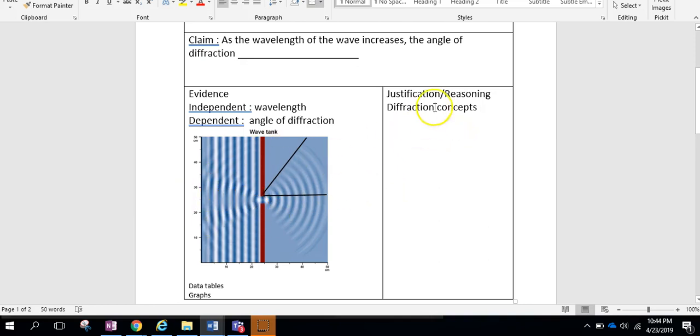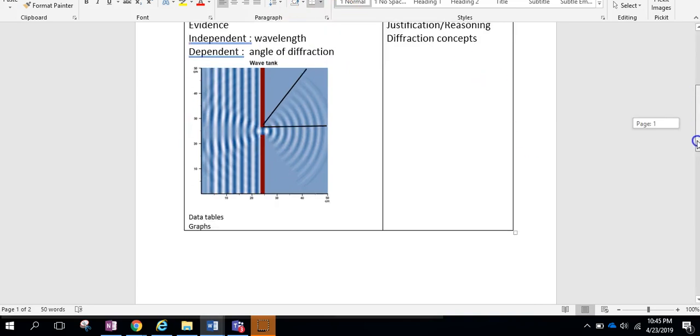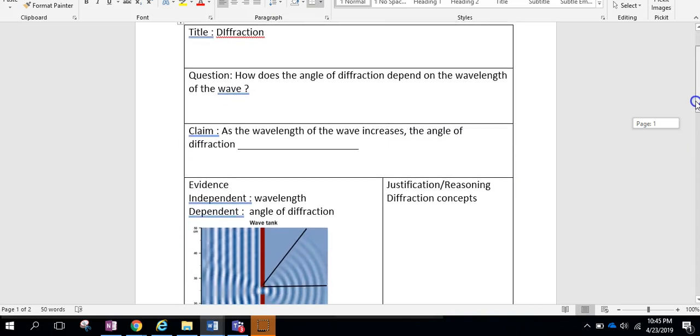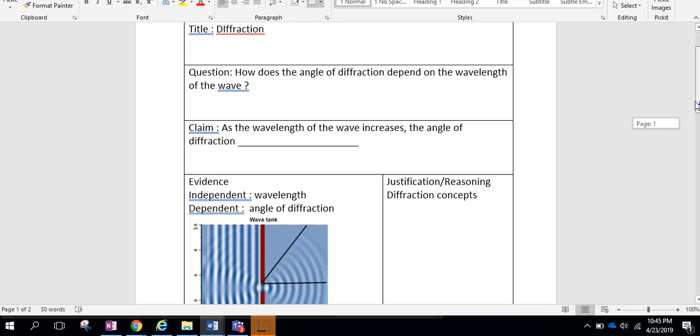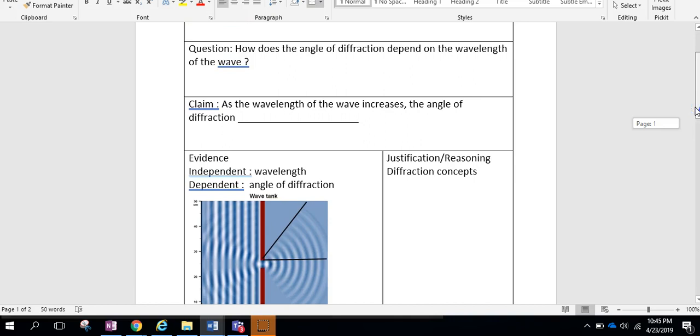If that is so, then that will be your proof that what you expected to happen through your understanding of the concept of diffraction is what actually happened. So under justification, or reasoning, you must use the science concepts in order to establish that your evidence indeed proves your claim. Okay, so that is how you would write a CER report. Again: question, claim, evidence, and justification.